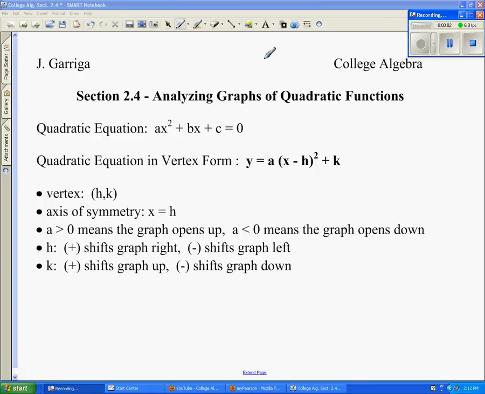In section 2.4, we're analyzing graphs of quadratic functions. We have our quadratic equation in which we factored and completed the square, used the quadratic formula, and the square root principle to solve those. Well, now we're going to look at it in vertex form, which is this equation, and we're going to name our vertex, which is our (h, k), and our axis of symmetry, x equals h. And these are all the things we discussed in our transformations in 3.7, so pause it and write those down.